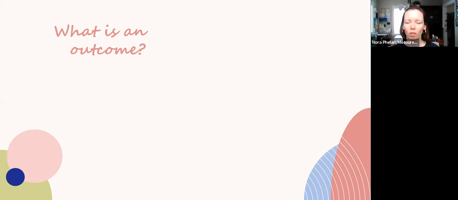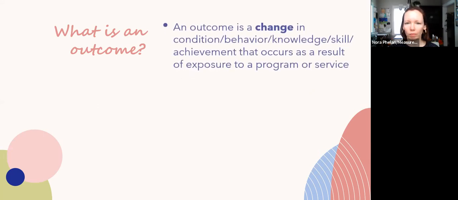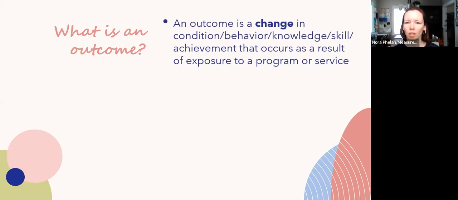To make sure we're all on the same page as far as terminology, I just wanted to say quickly about what is an outcome. So an outcome is a change in condition, behavior, knowledge, skill, achievement that occurs as a result of exposure to a program or service. So it really is that change that we're looking for. That's what makes it an outcome.